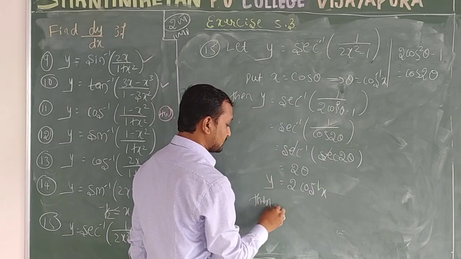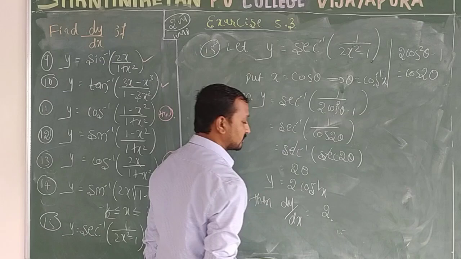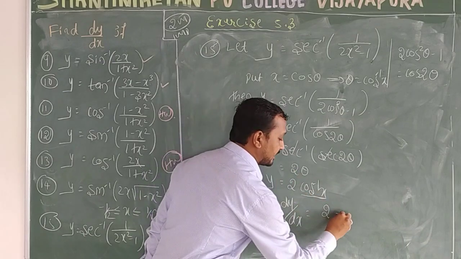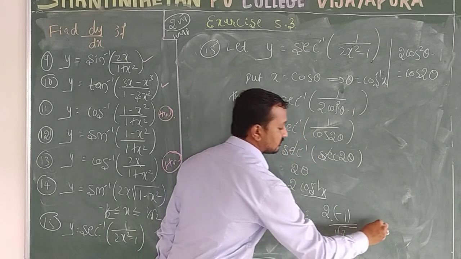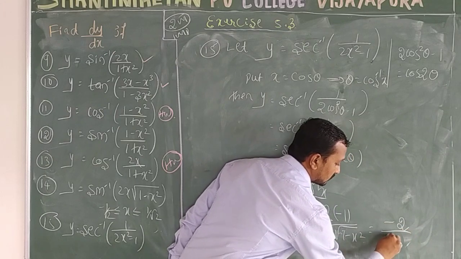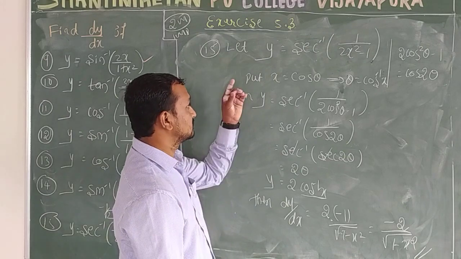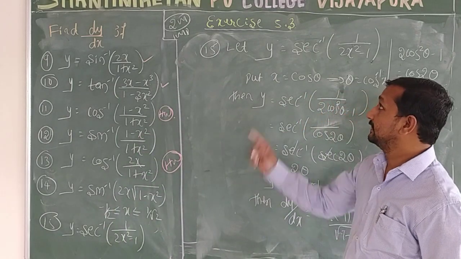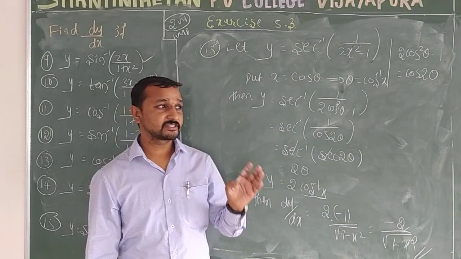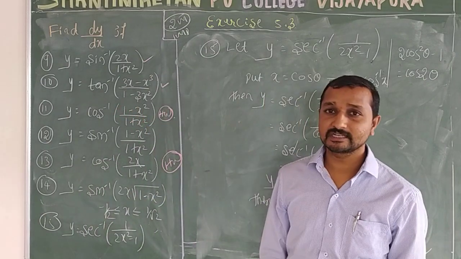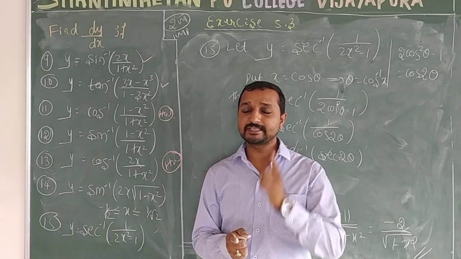Then we will find dy by dx. Take 2 as a common term. What is the derivative of cos inverse of x? Minus 1 divided by root of 1 minus x square. So it is minus 2 divided by root of 1 minus x square. This is a very important example, students. In this exercise 5.3, the examples are based on implicit functions as inverse trigonometric functions. These two types of examples are very important for 2 marks fixed questions.